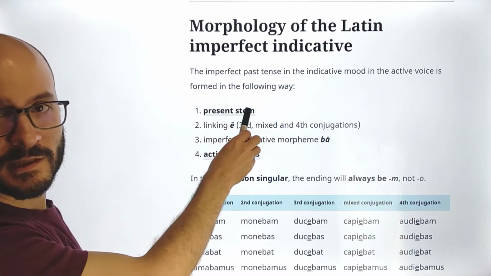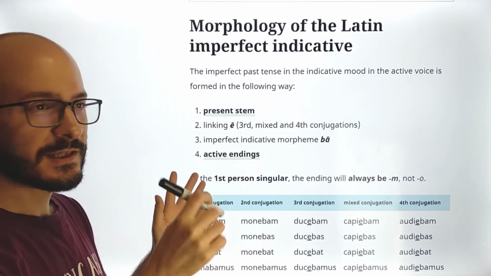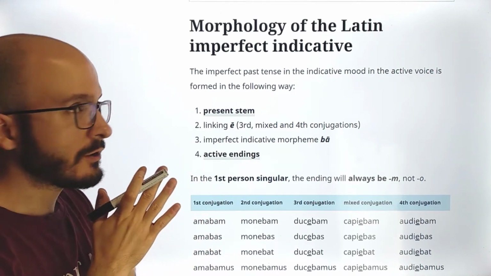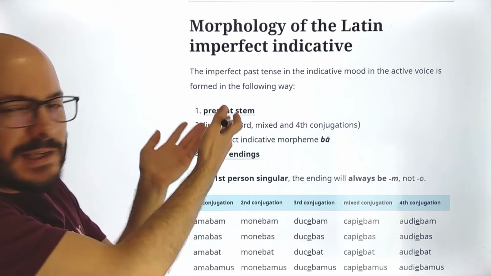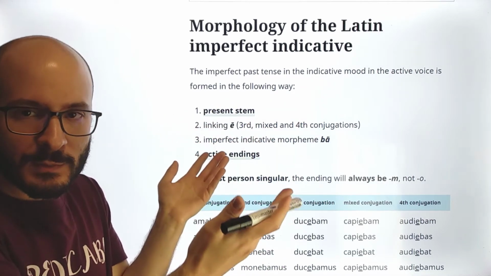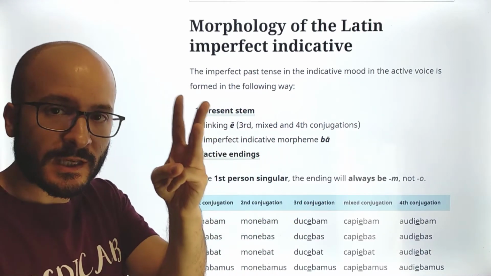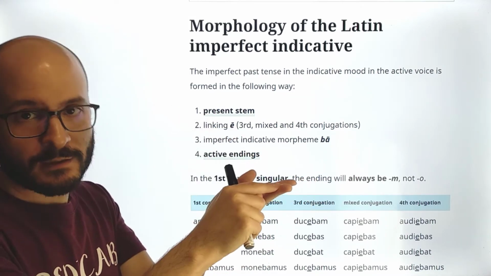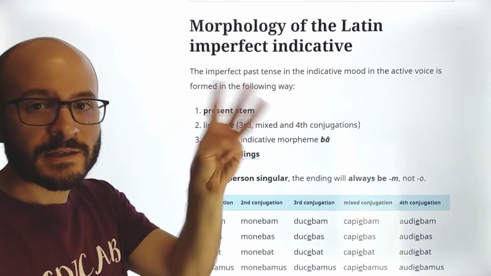First, present stem. And now you have to be very careful with this, okay? Because all of this terminology is at first a bit confusing. We are talking about the past tense, but now I'm saying present stem. How is this possible? Remember that we were talking about three stems: the present stem, the perfect stem, and the supine stem. And that's it. Latin only has these three kinds of stems.